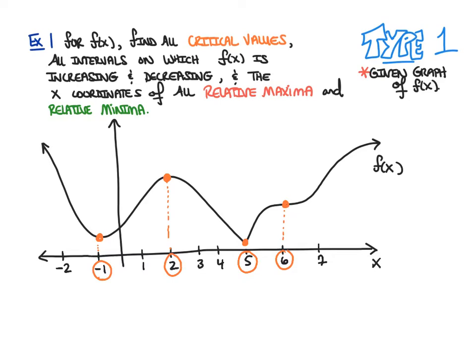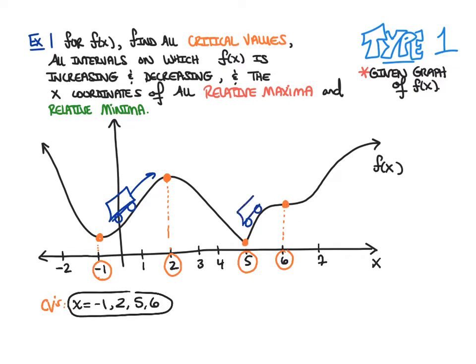All right, so when I'm actually listing my critical values, they'll be the points x equal to -1, 2, 5, and 6. Those will be my critical values. That's the first part of the problem. The second part, let's find all intervals on which f of x is increasing. So that means where on the graph can you get in your car and drive uphill? Okay, so I know I can do it there, and I know I can also do it here.